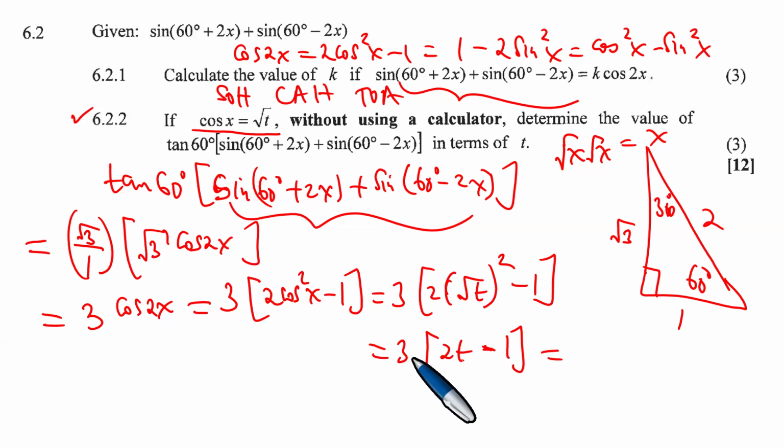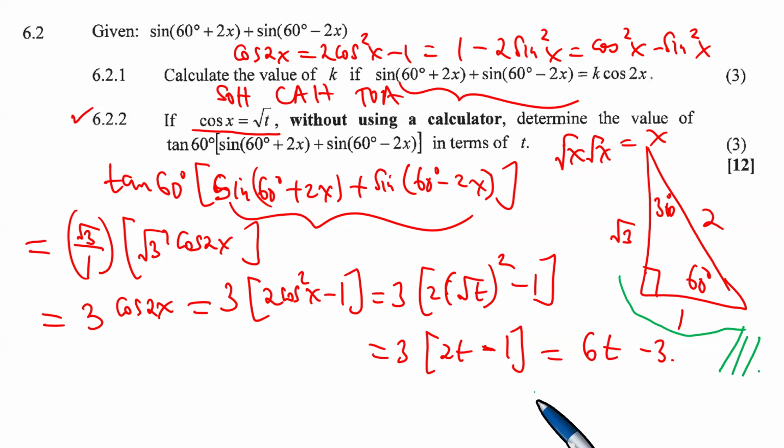And you multiply 3 times 2, which is 6t minus 3. And this becomes the answer to the problem. Therefore, we have managed to solve this problem, and the answer is exactly 6t minus 3. Okay, we're done for the 3 marks there. So that is what was expected.